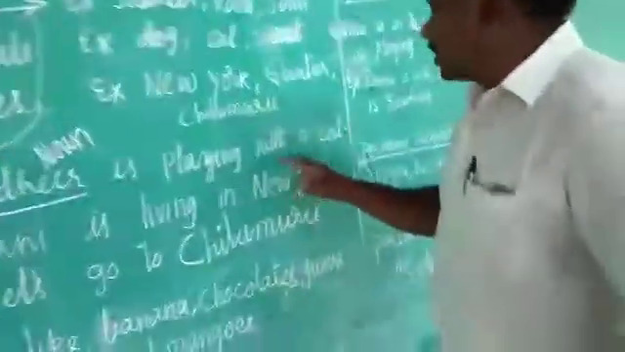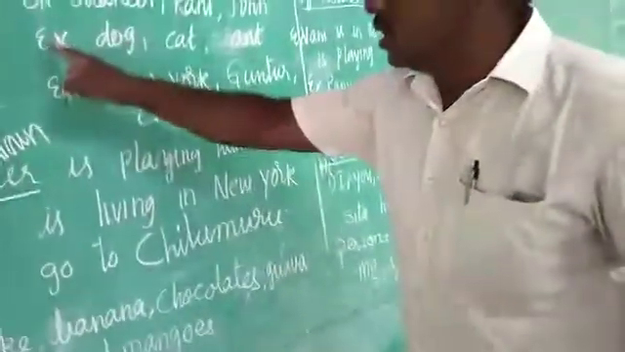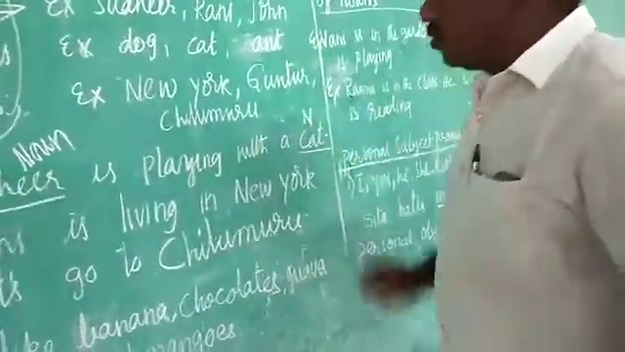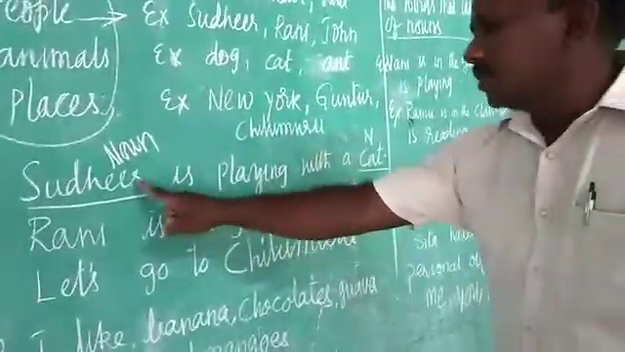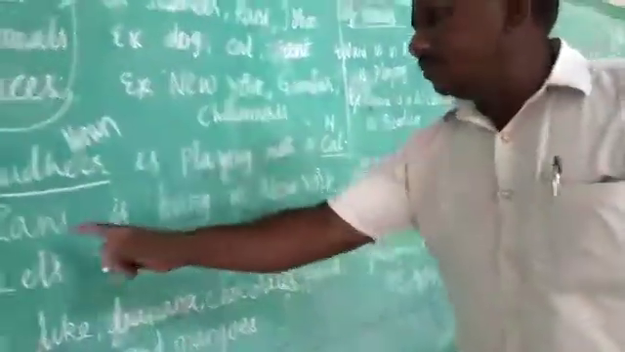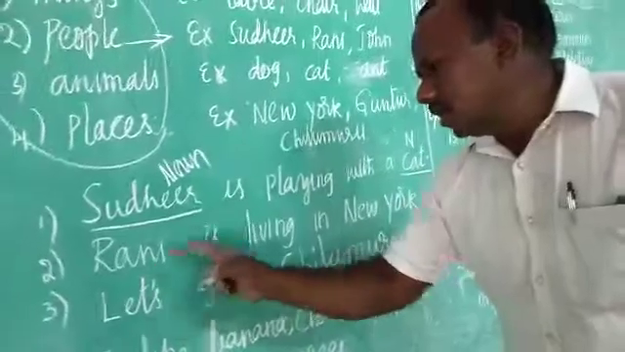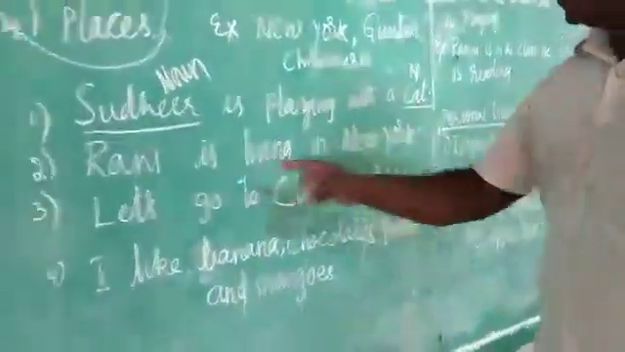He is playing with a cat. Cat is also a noun. Why? Because it comes under animal. So this is also a noun. Short form of noun is N. Sudhir is a noun and cat is a noun. Sudhir comes under people, person, and cat comes under animal. One more example, one more sentence. Rani is living in New York. Okay, Rani is living in New York.